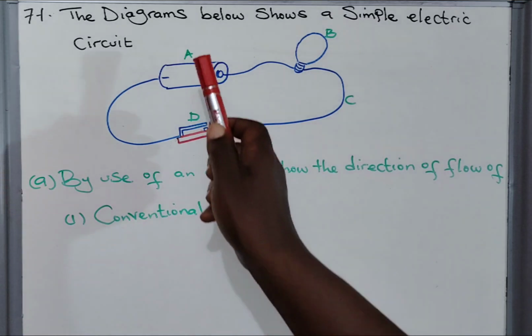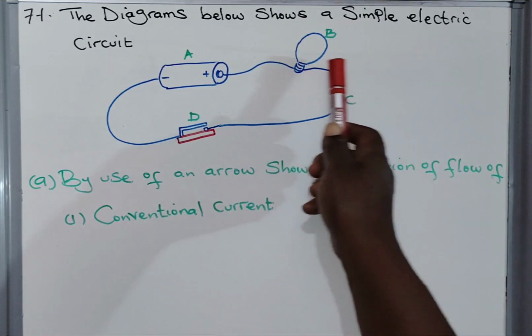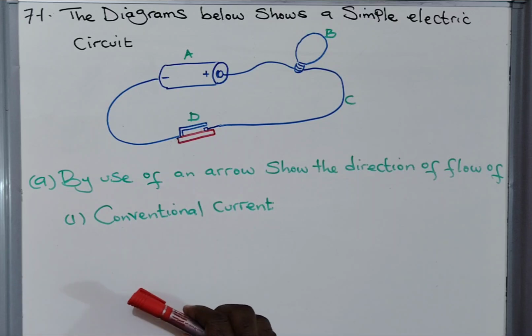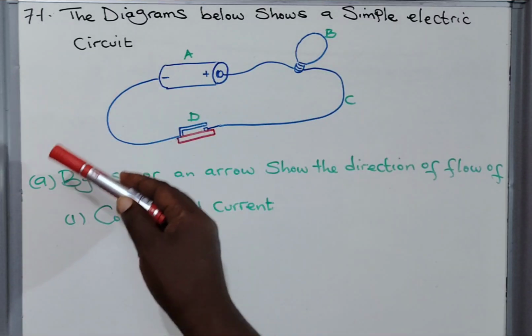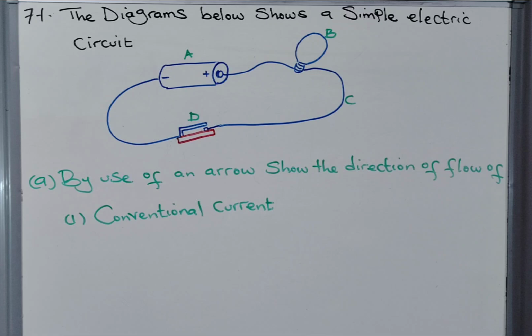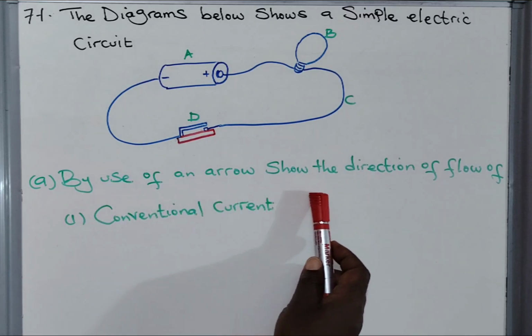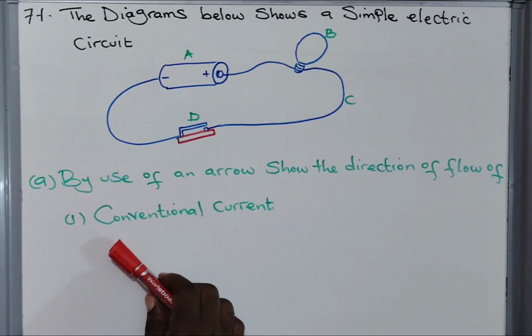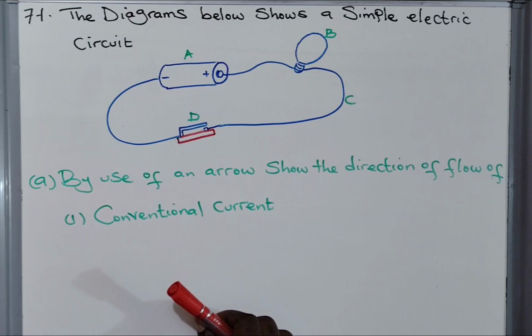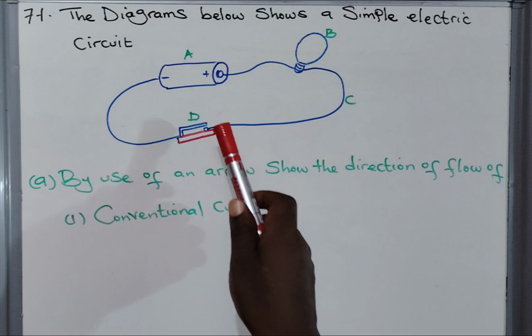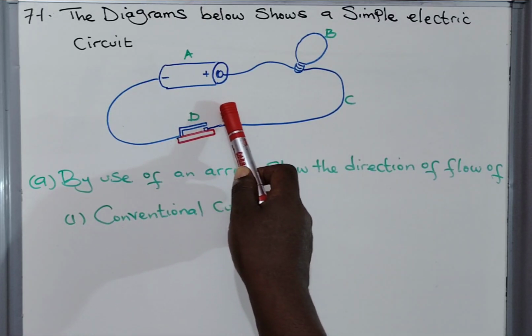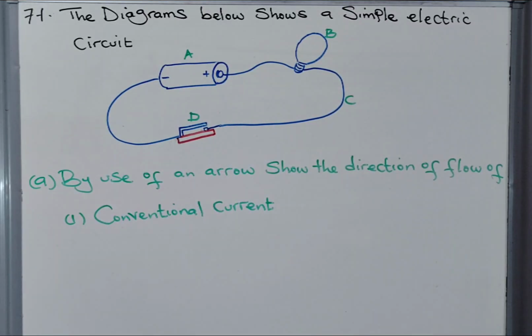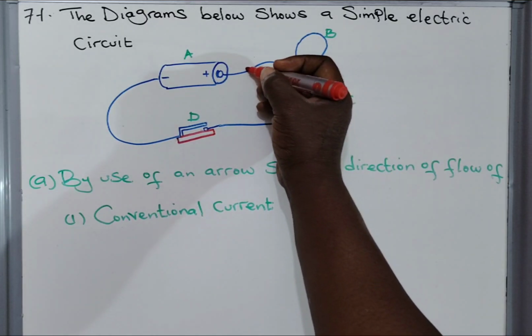Okay, this question says that the diagram below shows a simple electric circuit. These are the components of the circuit. And then it says, by use of an arrow, show the direction of flow of conventional current. How does conventional current flow? We have to know that conventional current is due to the flow of positive charge, and it is indicated like that.